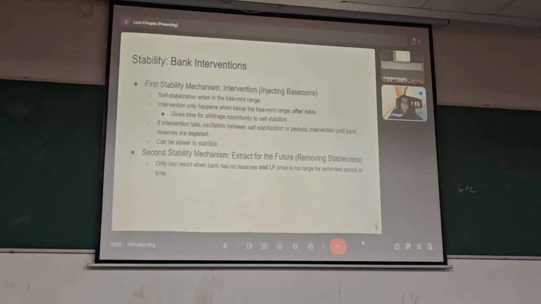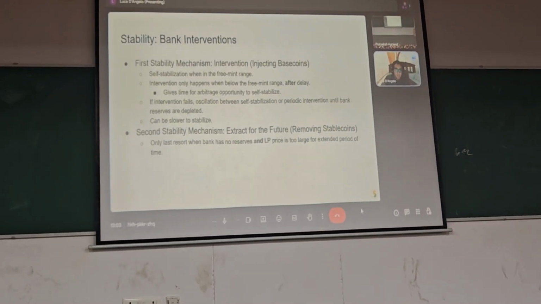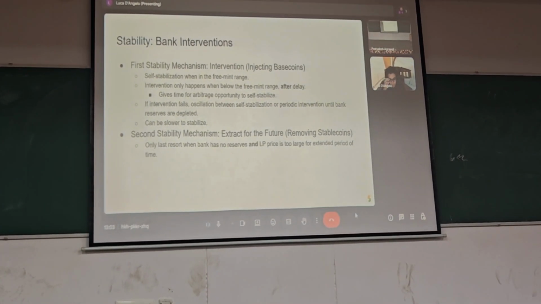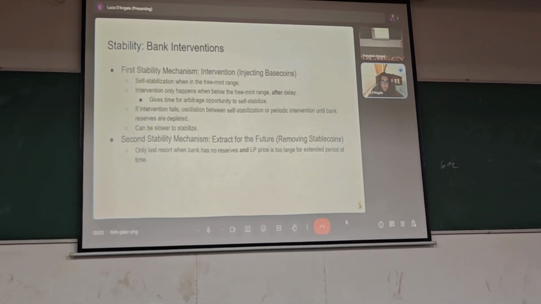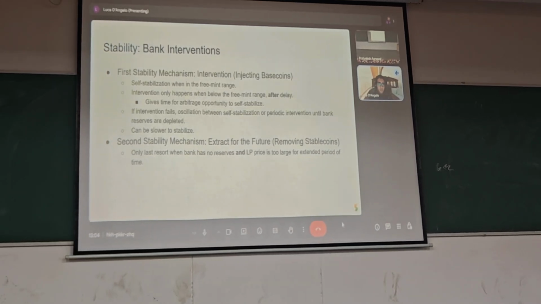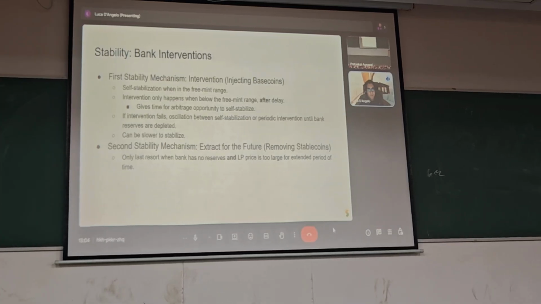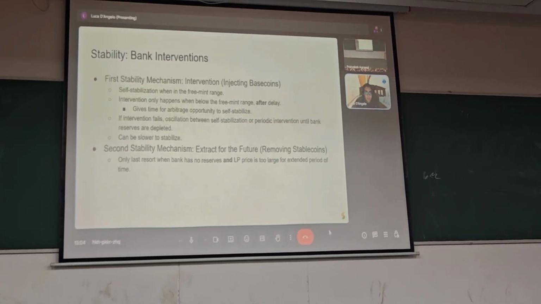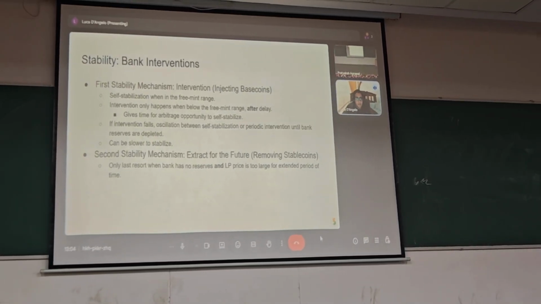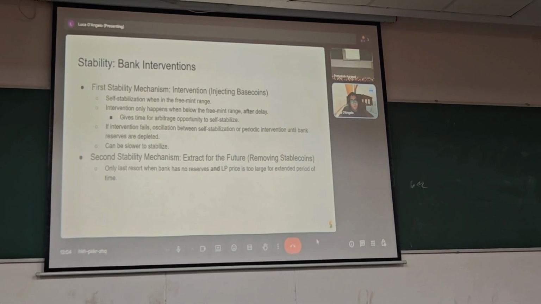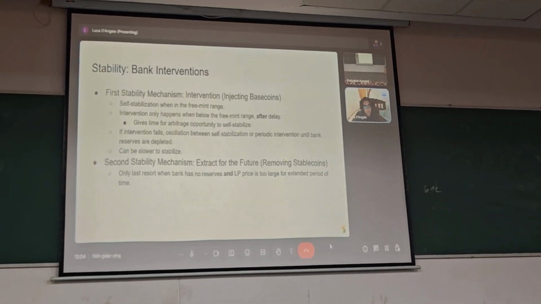Then intervention happens when below the Freeman range after a delay. The reason for this is that once you're below the Freeman range, during this delay delta, you would still want to rely on self-stabilization of people just trading with the liquidity pool to see if maybe that could bring the peg back to the normal range. So intervention happens if it's really necessary. And the way it is self-stabilized is from the arbitrage opportunity.